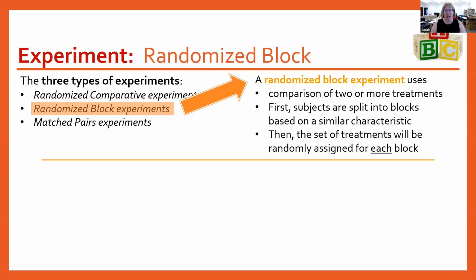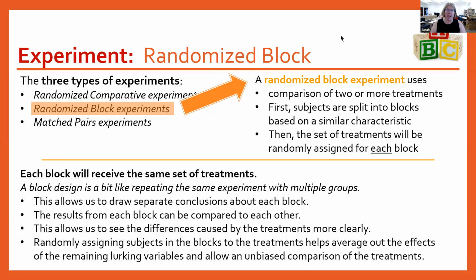But where it's different is first the subjects are going to be split into blocks based on a similar characteristic, and then the set of treatments will be randomly assigned for each block. So what that means is each block is going to receive the same set of treatments. So it's kind of a little bit like doing the same experiment over and over again for each separate block. So this is going to allow us to draw separate conclusions about each block. And then the results from the blocks can be compared to each other.